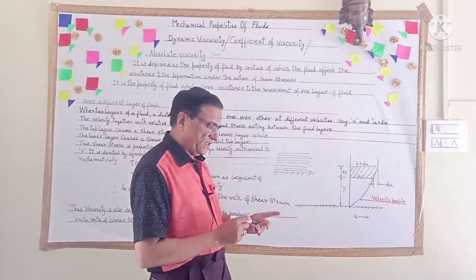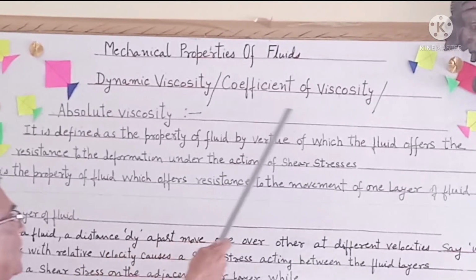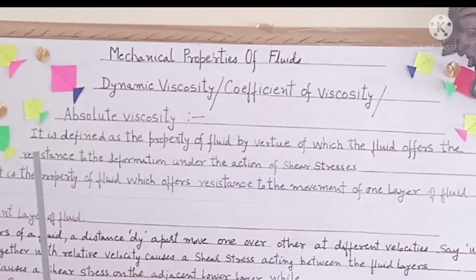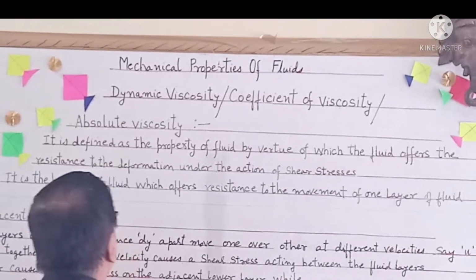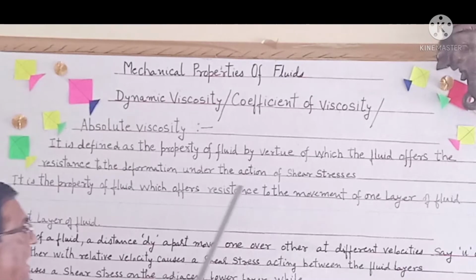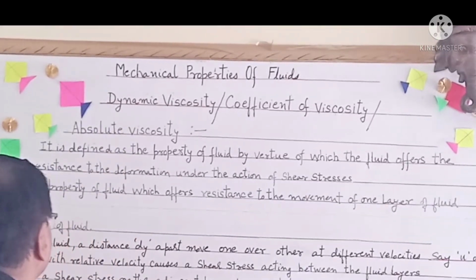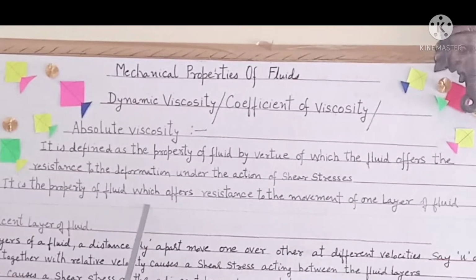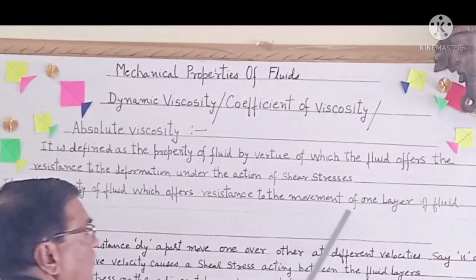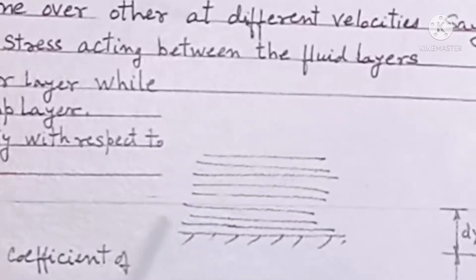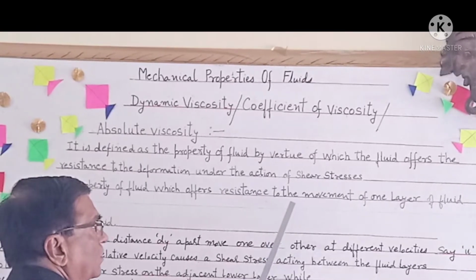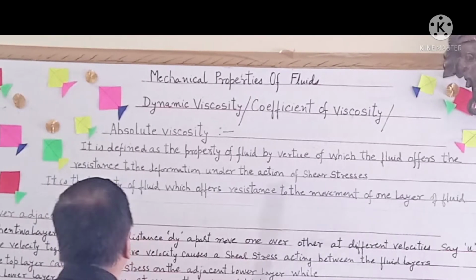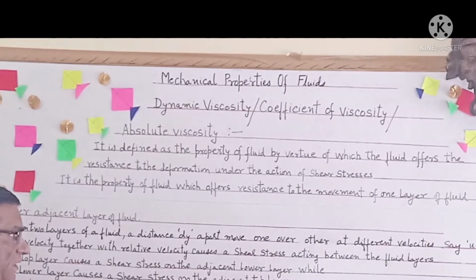Let's see the definition. Dynamic viscosity or coefficient of viscosity or absolute viscosity, it is defined as the property of fluid by virtue of which the fluid offers the resistance to the deformation under the action of shear stress, or it is the property of fluid which offers the resistance to the movement of one layer, because the flow that we are considering is in the form of layers. So it is the property of fluid which offers the resistance to the movement of one layer of fluid over the adjacent layer of the fluid.